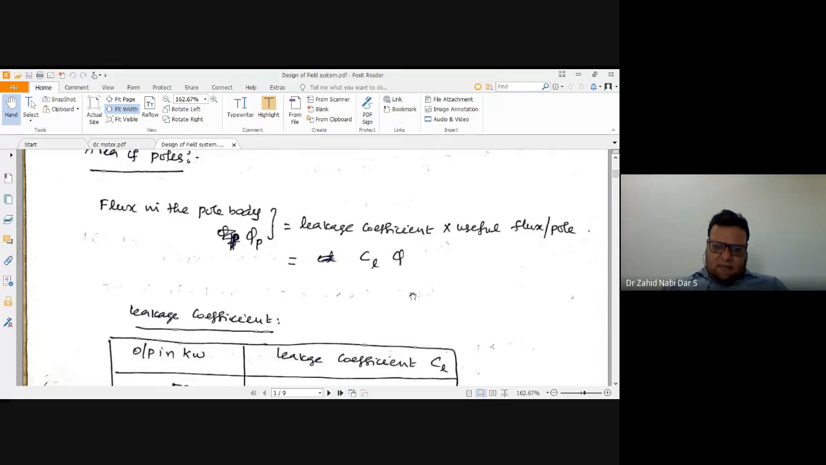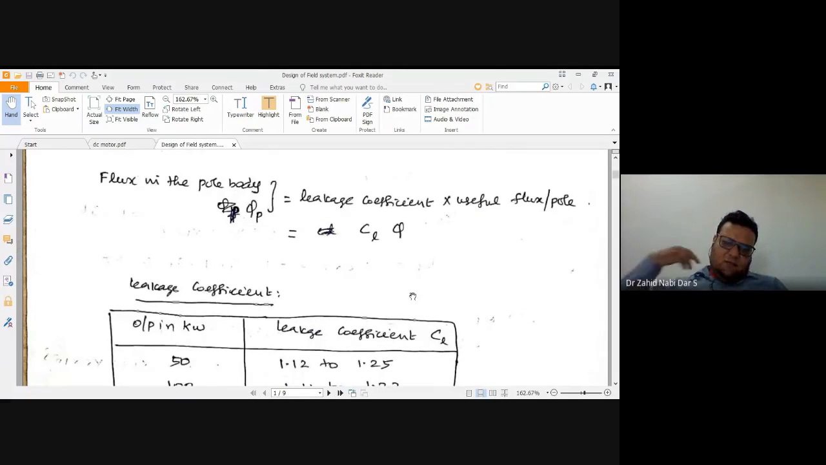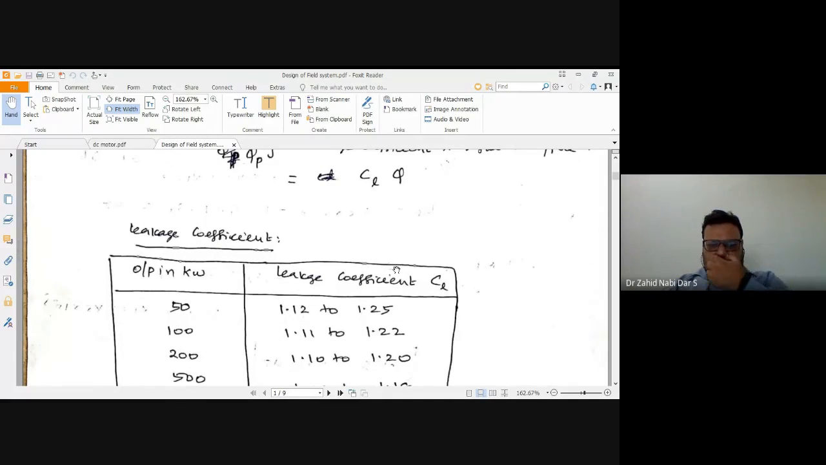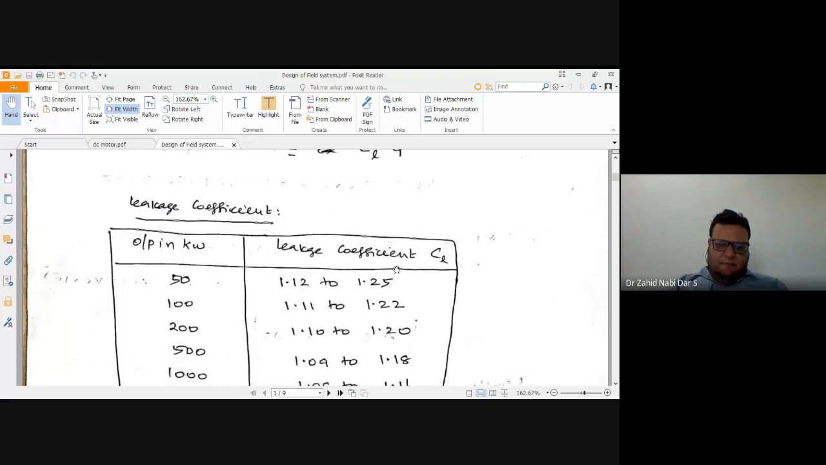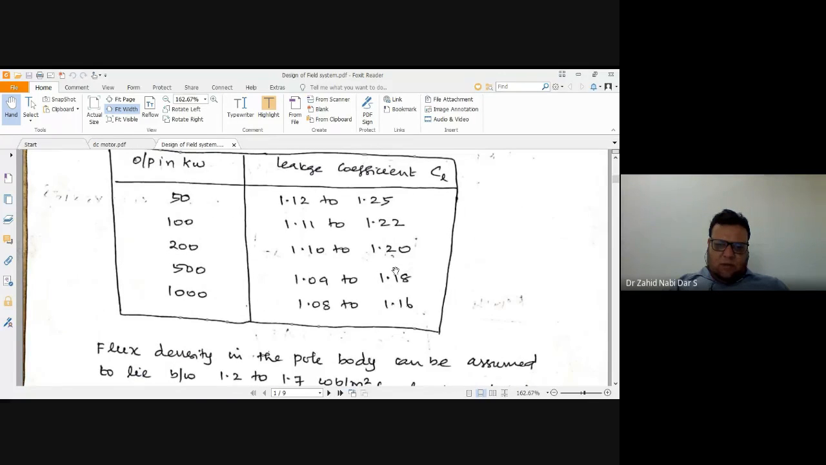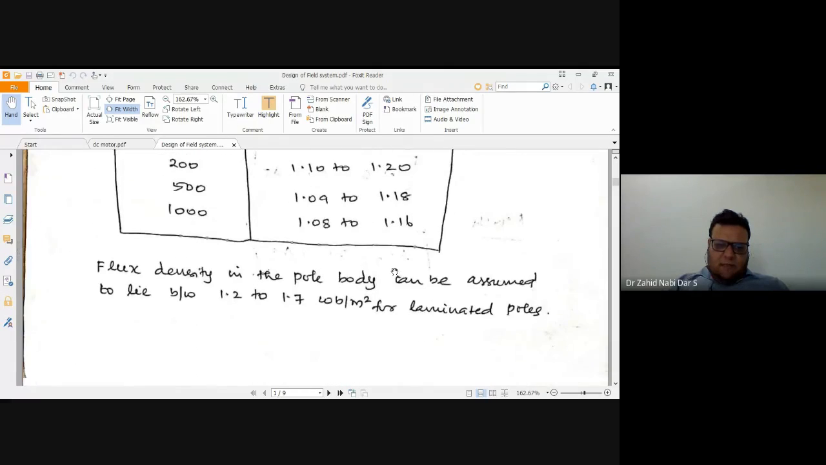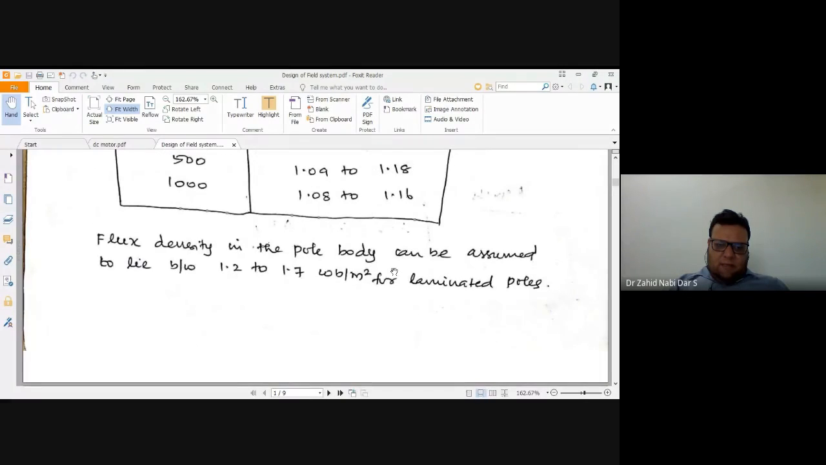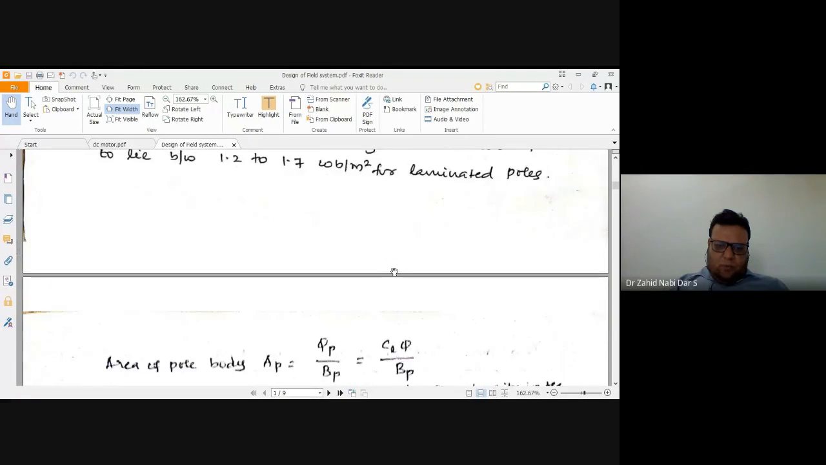And this CL is the leakage coefficient, the flux that does not link at all. So it depends upon the type of the machine and the rating of the machine. For example, we have 50 kilowatt, 100 kilowatt, 200 kilowatt, 1000 kilowatt. So accordingly we have this coefficient, and the ratio is given accordingly, around 1.2 to 1.7.